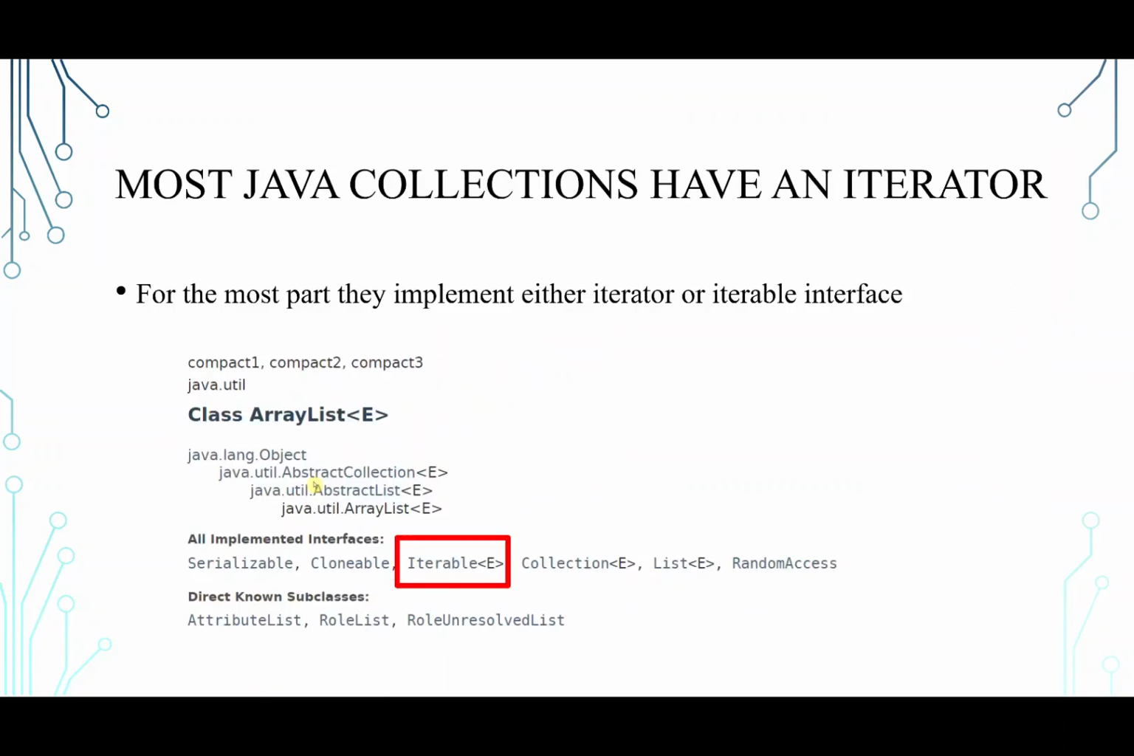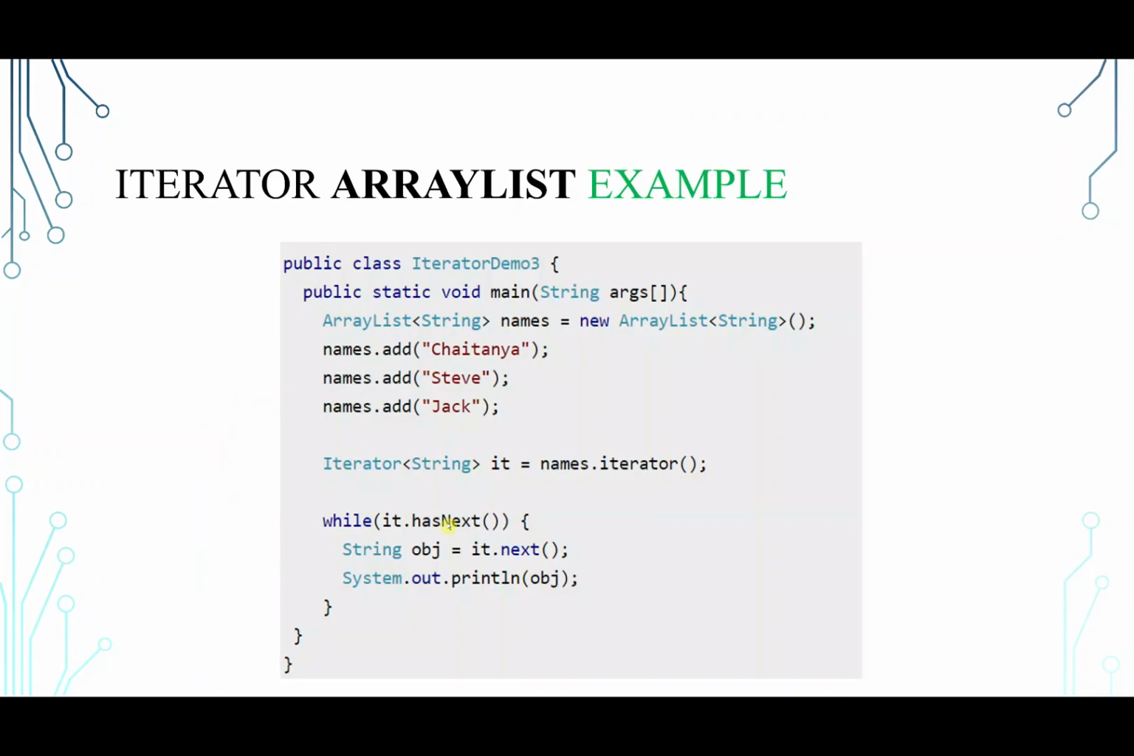So most Java collections have an iterator. For example, if you want to check the array list, which is something you used a lot, the array list is actually implementing iterable. Iterable is basically doing the iteration on that array list. Okay, iterator array list example.